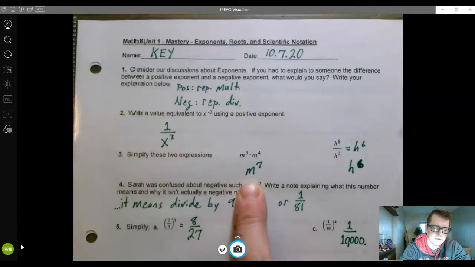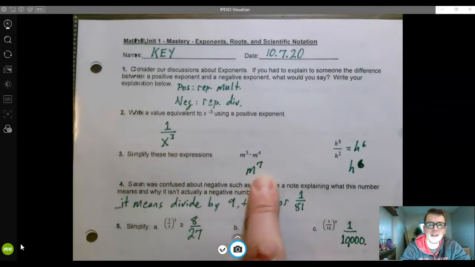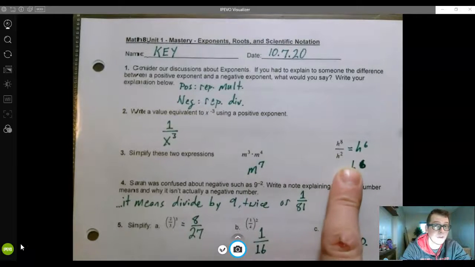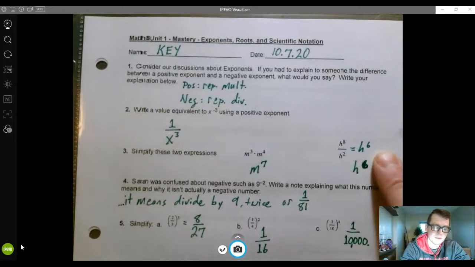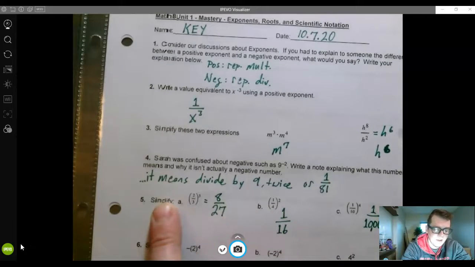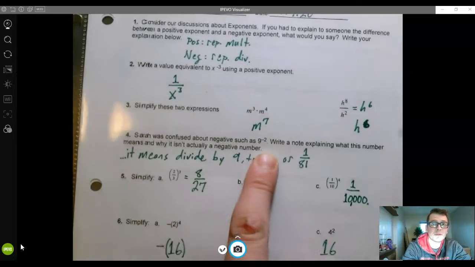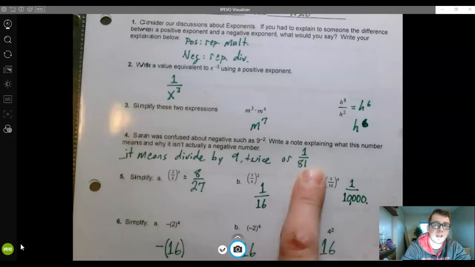Our exponent rules, when multiplying, we actually add the exponents. So that becomes m to the 7th. When dividing, we do the opposite. We actually subtract, so that becomes h to the 6th. On 4, 9 to the negative 2nd power. If Sarah was confused by this, we could just tell her, oh, it's dividing by 9 twice, or actually dividing by 81.